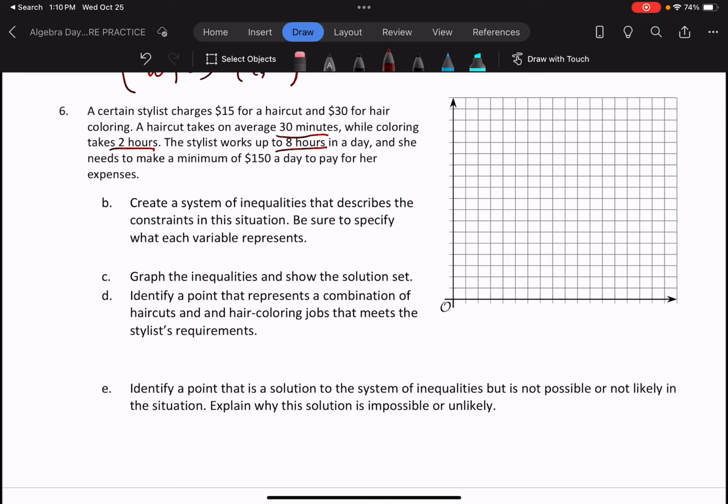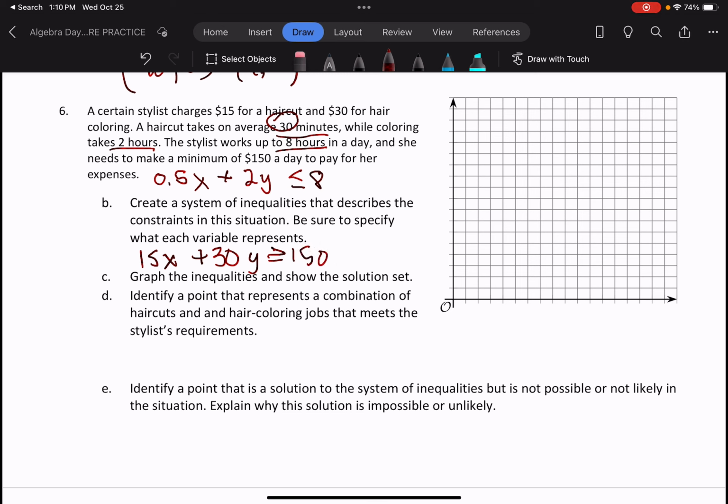All right, so the first inequality that I can make is about the time. And so that is going to be 1/2 hour, right? And so that's 30 minutes, right? 30 minutes is 1/2. So you can write that as 0.5 or you can write it as 1/2. Either one is fine. Say x for haircut plus coloring is going to be 2y. And that has to be less than or equal to 8 because we're talking about this in hours. And then in terms of cost, it's $15 per haircut plus $30 for coloring. And she wants to make a minimum, so at least $150 a day. So those are our two inequalities.